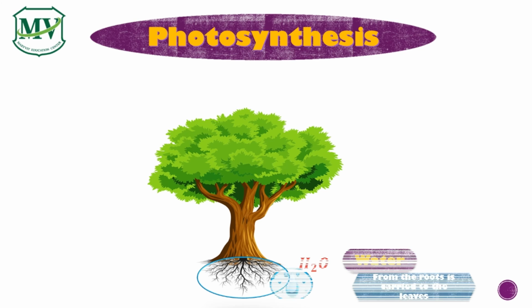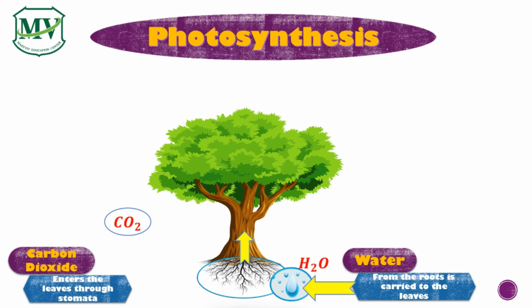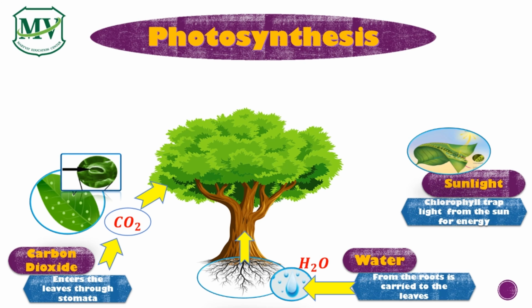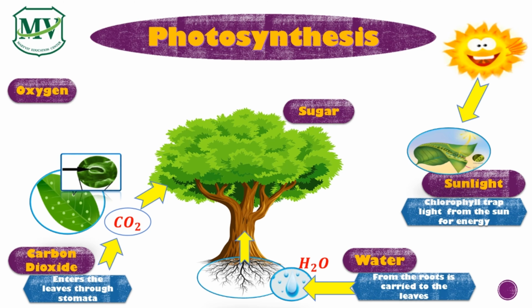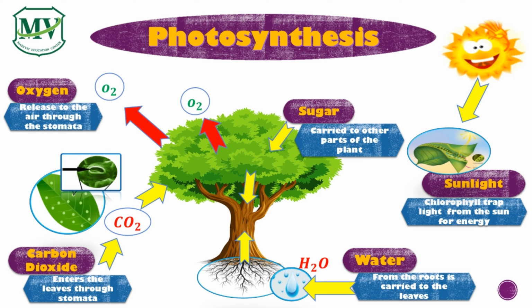During photosynthesis, the water from the root is carried to the leaves, and carbon dioxide enters the leaves through the stomata. The sunlight will be trapped by the chlorophyll for energy, and the leaves will produce sugar and oxygen. The sugar will be carried to the other parts of the plant, and the oxygen will be released to the air through the stomata.